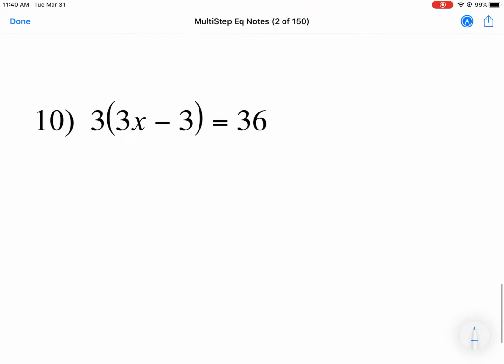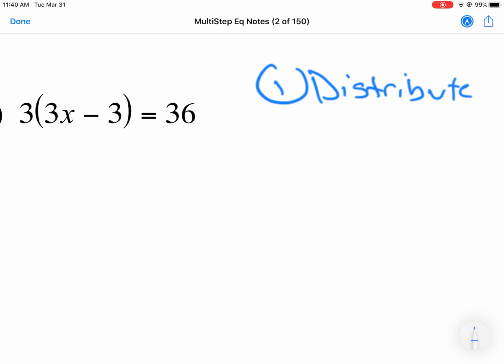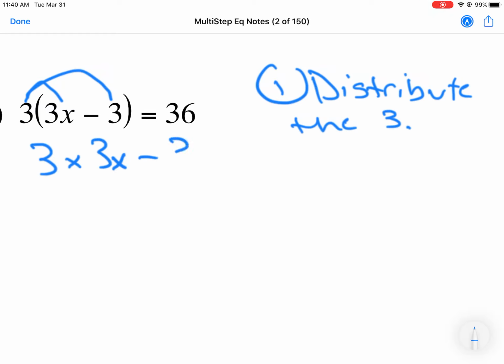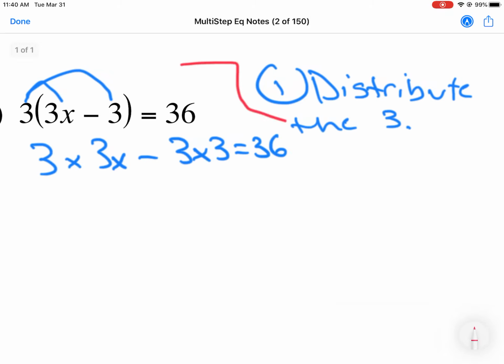So step 1 for number 9 was distribute. Because there's too much going on here, we got to simplify this bad boy. So step 1, distribute. Distribute the 3. Because the 3 is the guy on the outside here, even though there's a bunch of 3's on the inside. But let's start with that. Distribute the 3. So I have 3 times 3x minus, don't forget that minus sign, 3 times 3, and that all equals 36.